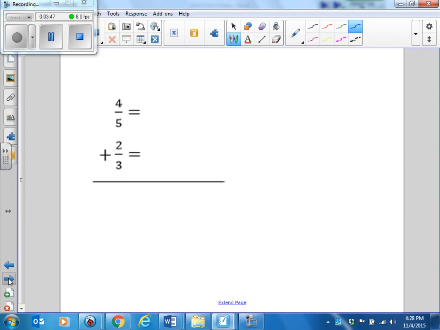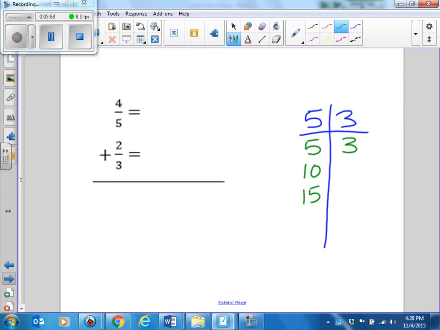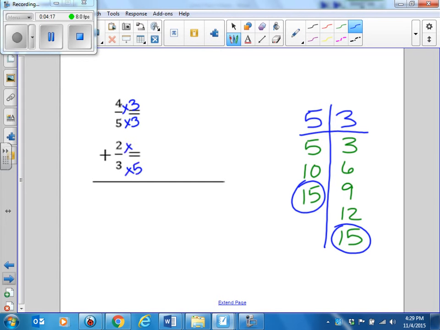All right, now let's look at the next one. I have 5 and 3. So we need to find our common denominator. I have 5, 10, 15, 3, 6, 9, 12, 15. Okay? So now what I need to do is figure out what my common denominator is, and it's 15. And then I have to ask myself, what do I multiply 5 by to get to 15? Well, I multiplied this one by 3, and I multiplied this one by 5.